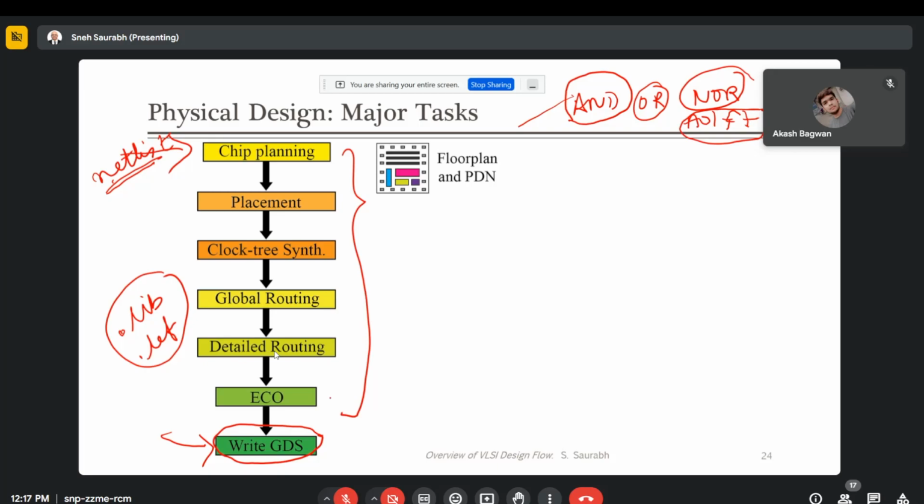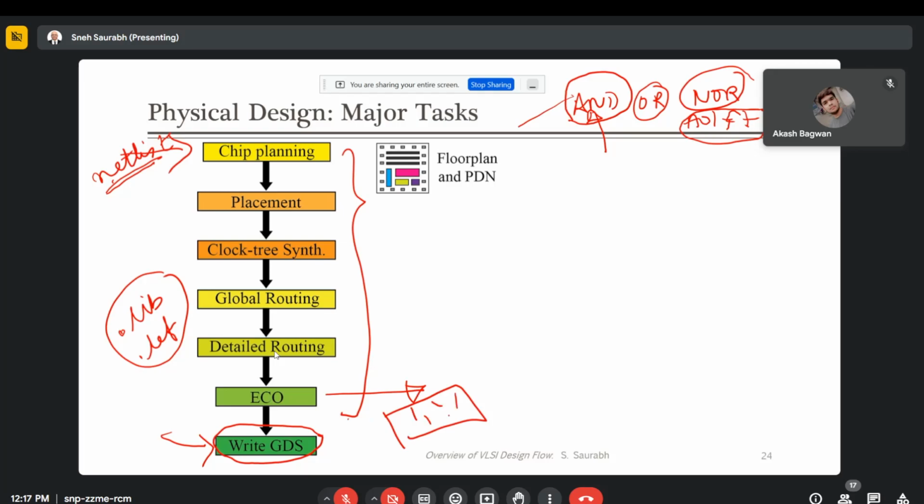Once we have done all this, we have created the layout, then the transistor level description of this AND gate, OR gate, and those things will be plugged into our layout, and at the end we'll have a layout in which we have only transistors.